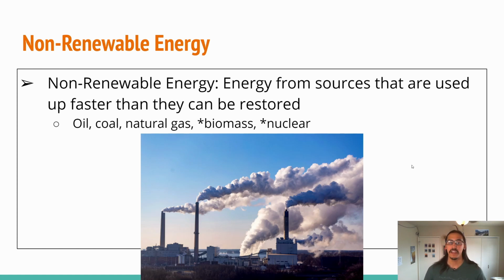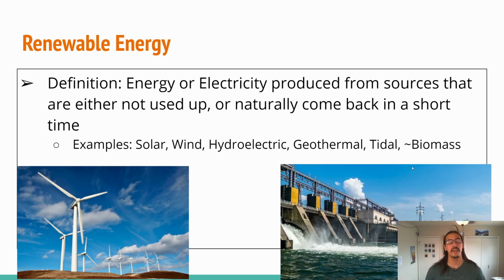So moving on to the next one, we have the opposite. We have renewable energy. So this is energy or electricity produced from sources that either don't get used up or naturally come back in a short period of time. So examples of things that don't really get used up include solar, wind, hydroelectric, geothermal, and tidal.